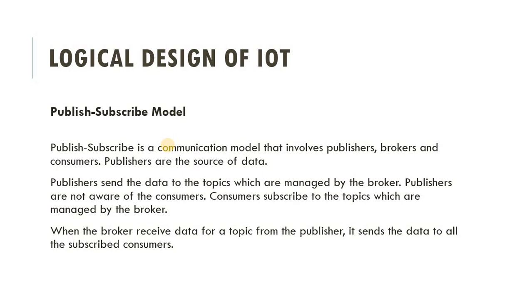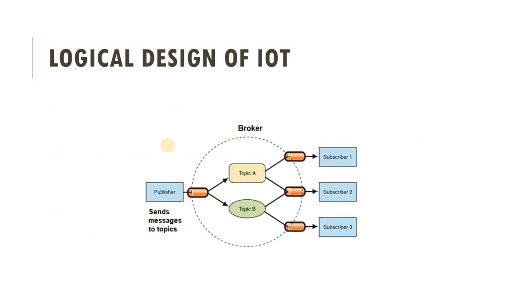Next is the publish-subscribe communication model. This model involves publishers, brokers and consumers. Here there are three parties. The first is the publisher, which publishes the content. Next is the broker, which accepts the data. The last is the subscriber, which consumes that data from the broker.